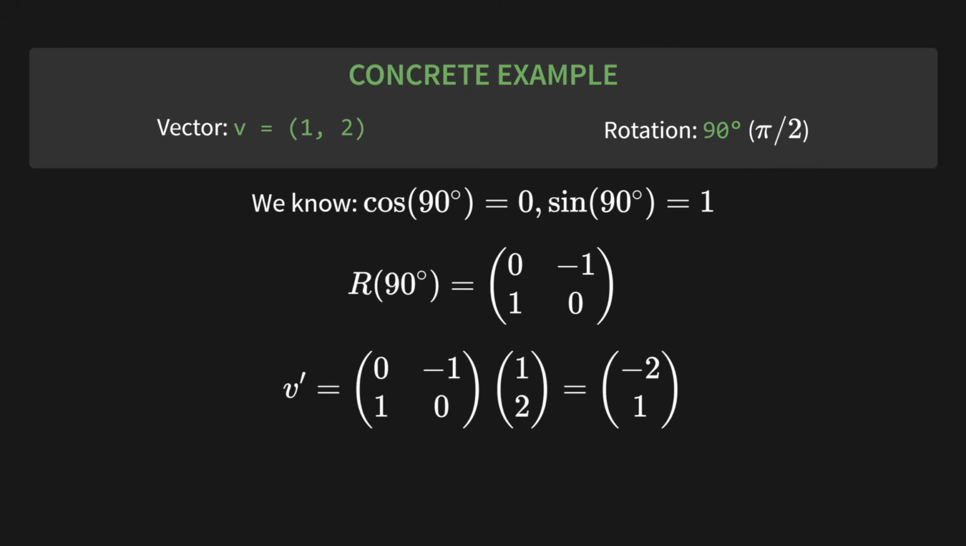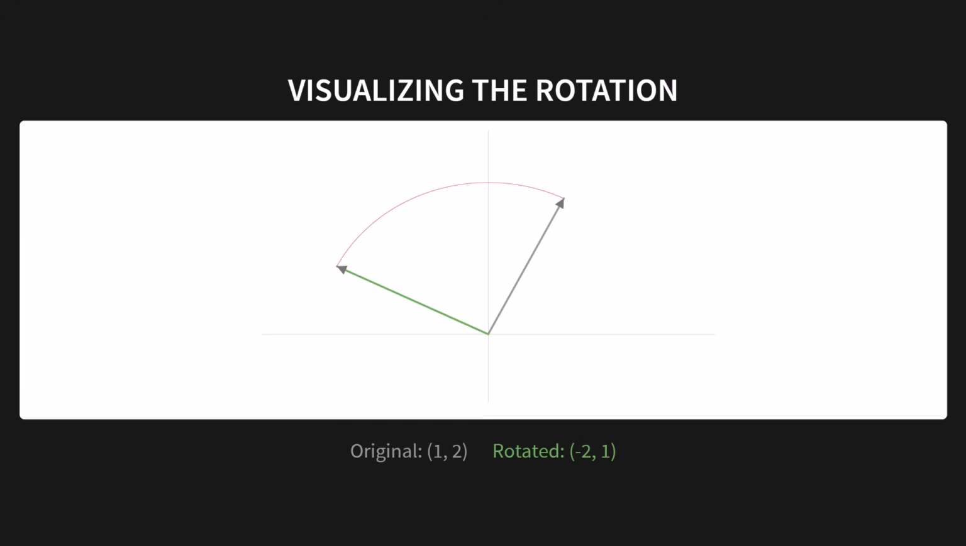Now we just multiply. V prime is that matrix times our vector 1, 2. Let's do the math. 0 times 1 plus minus 1 times 2, that gives us minus 2 for the top value. And then 1 times 1 plus 0 times 2 gives us 1 for the bottom value. And there it is. Our new vector is minus 2, 1. And you can see this perfectly on the graph. The original vector points to 1, 2, and the rotated vector points to minus 2, 1. A perfect 90-degree counterclockwise spin.